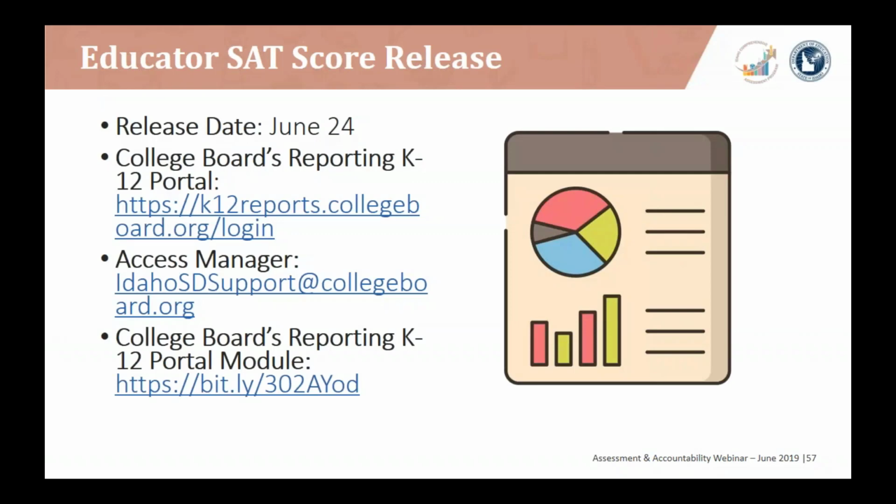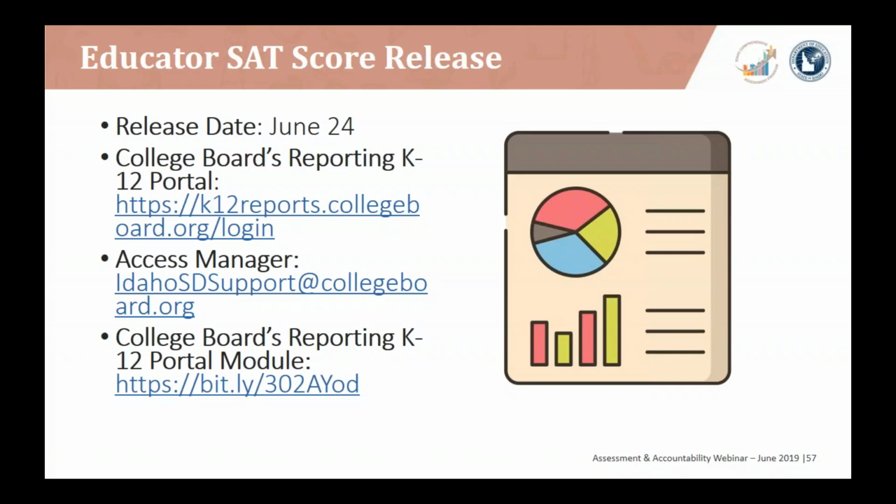Educator score release is on June 24th. How does your school view their scores? Scores are released on the College Board K12 Reporting portal. Your school should have a staff member designated with a role as an access manager. This individual has access to all within the portal. They can view scores, create reports, and have the responsibility to designate others into roles within the K12 reporting portal.